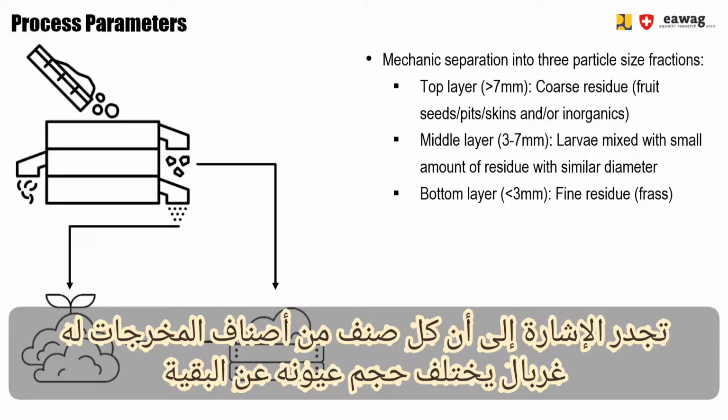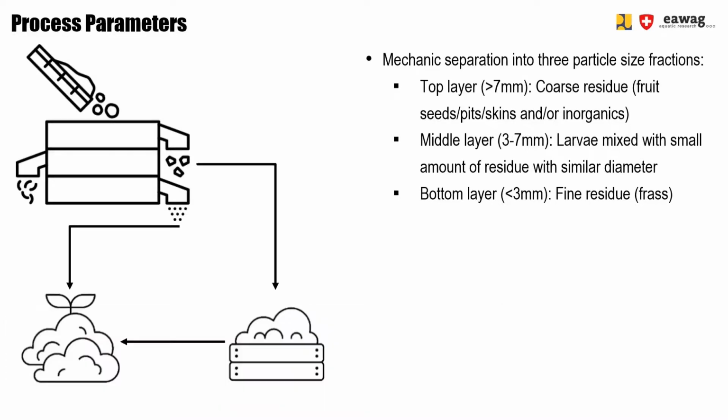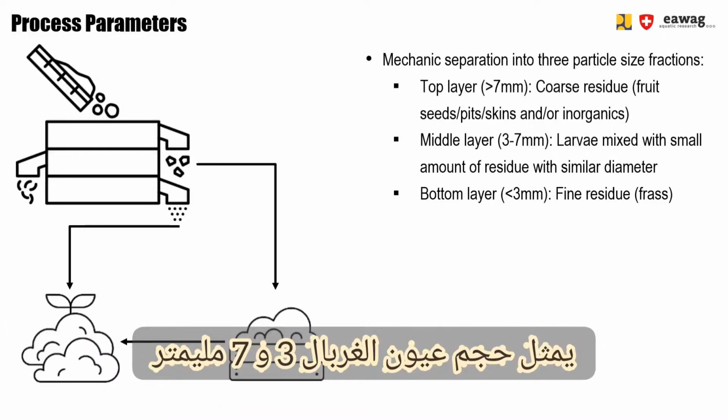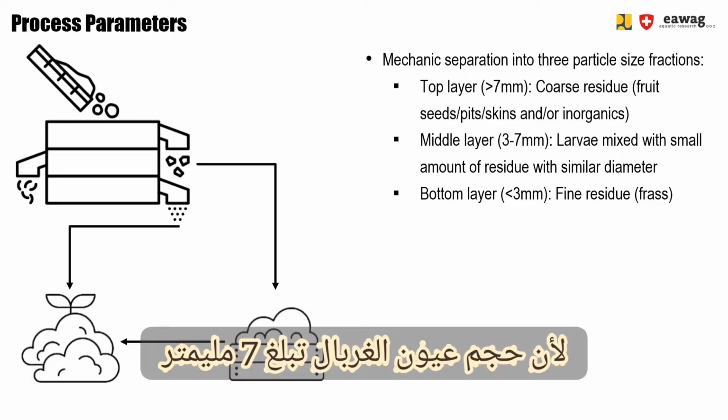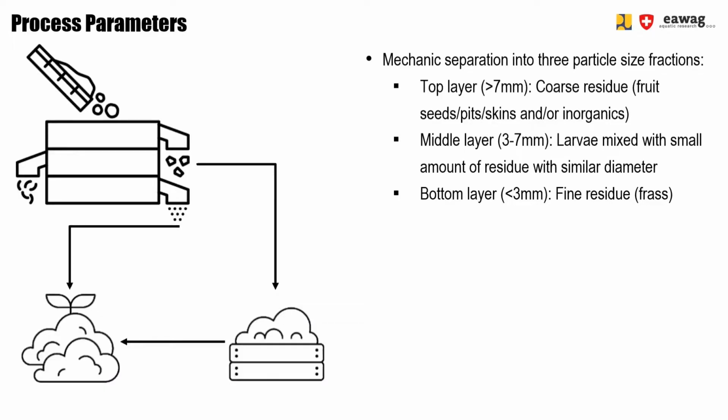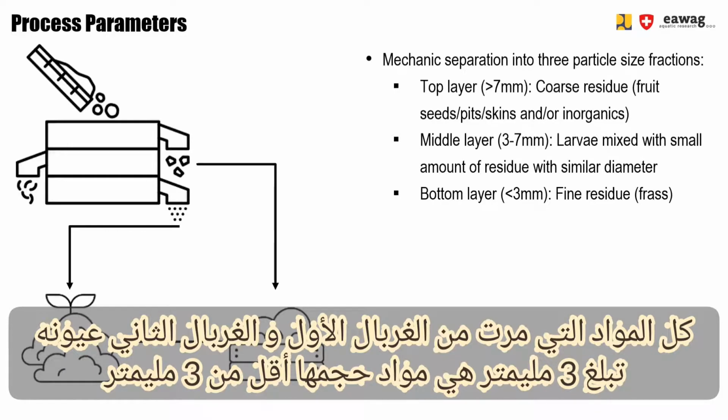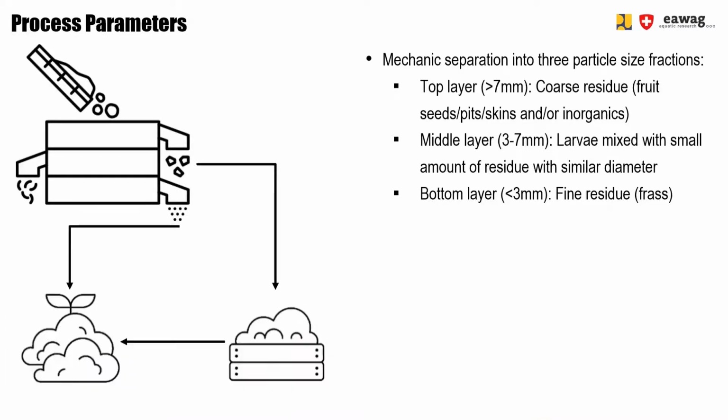Notice that for the three layers, there are different particle sizes that are allowed, and these relate to the mesh size of the sieve, which are 3 and 7 millimeters. So on the top, all the residue is bigger than 7 millimeter. It stays there because the mesh size there is only 7 millimeters. All the material that is in between the two layers of 3 and 7 millimeters stays in the middle. On the bottom, everything is smaller than 3 millimeters because it has passed through the mesh of 3 millimeters.